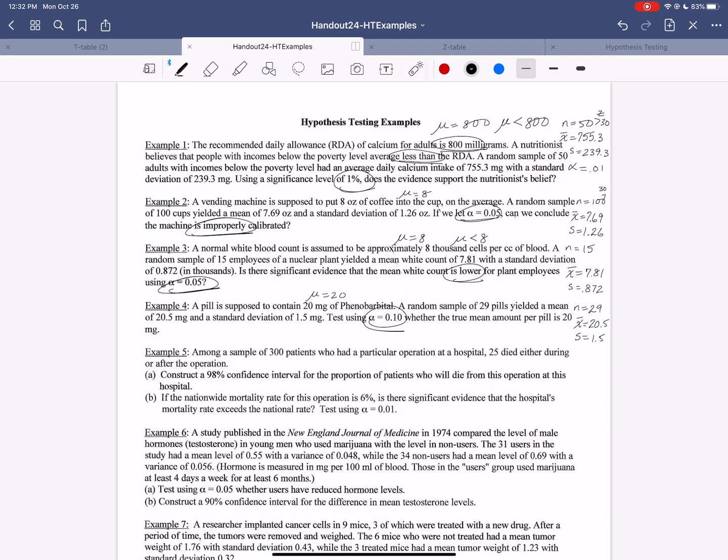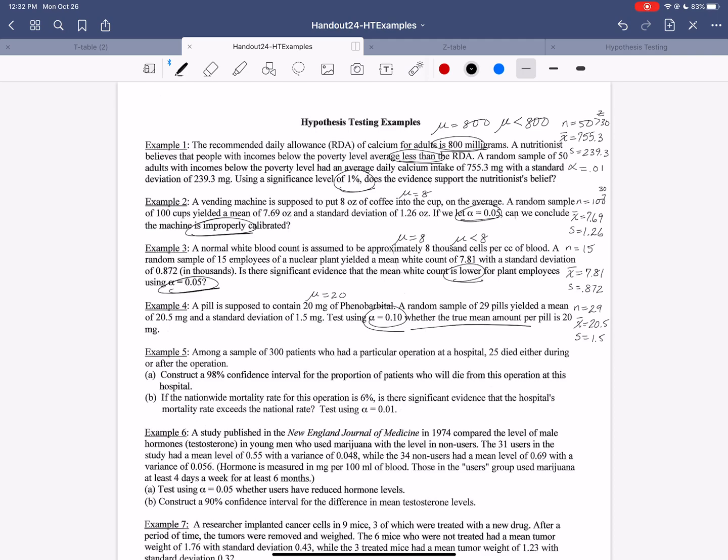Okay, so we're going to go ahead and write it up. But now where it says whether the true mean, it's not saying it's too high or it's too low. It's just saying, well, is 20 it? So it's not giving you a direction. Does that make sense? So therefore, it would be not equal to.